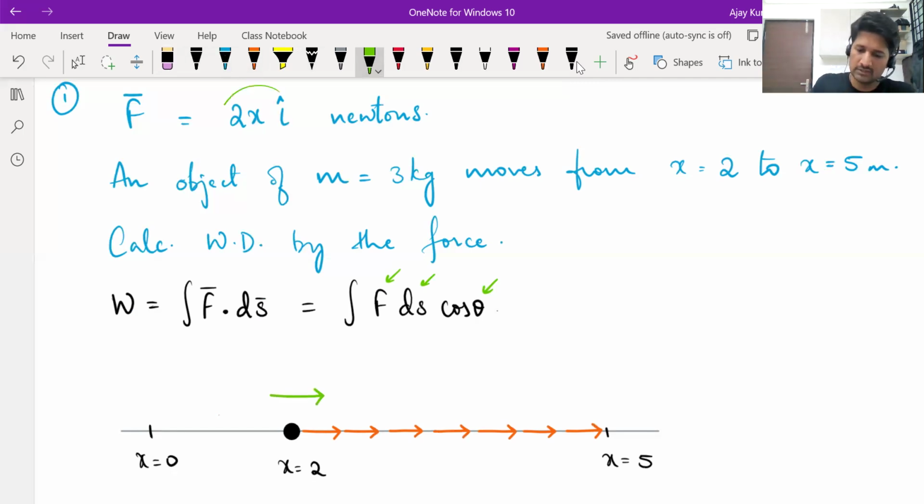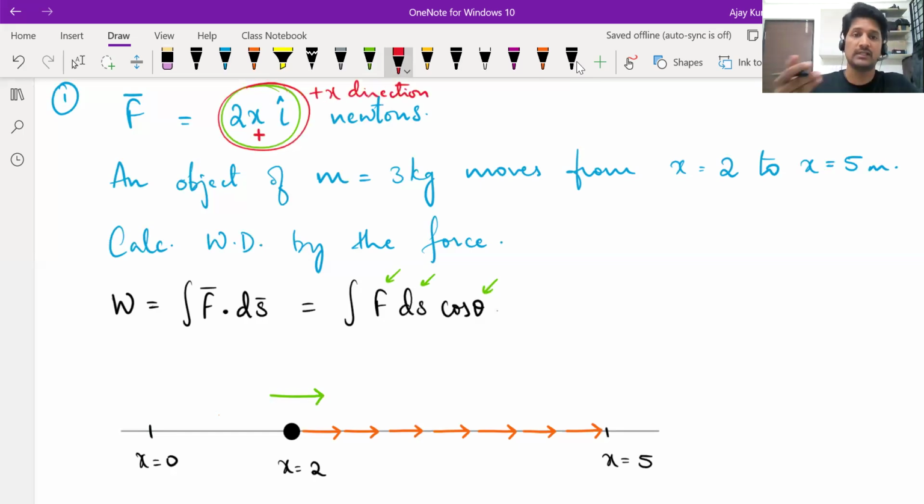The force, you notice, is 2x i cap. What is i cap? Anyone? What is i cap? Unit vector in the positive x direction. It just indicates the positive x direction. That's fine. And from x equal to 2 to x equal to 5, all values of x are positive, which means the force is always in the positive x direction.